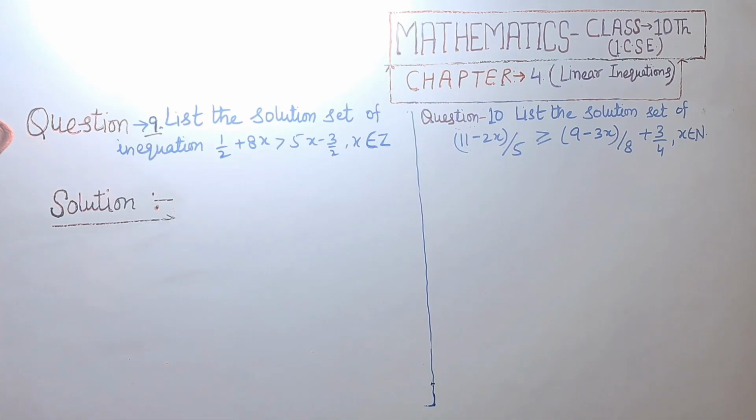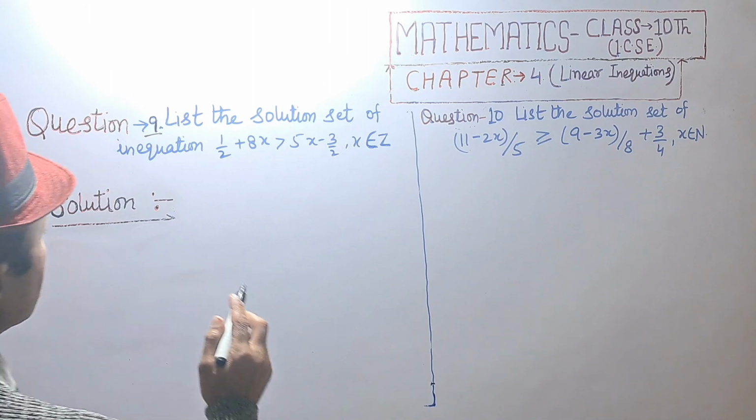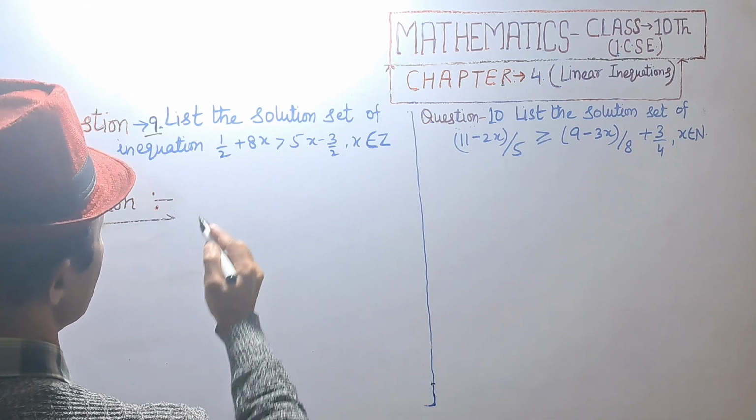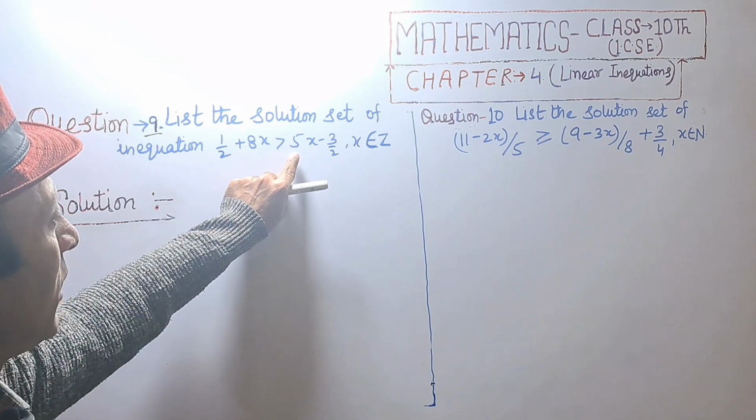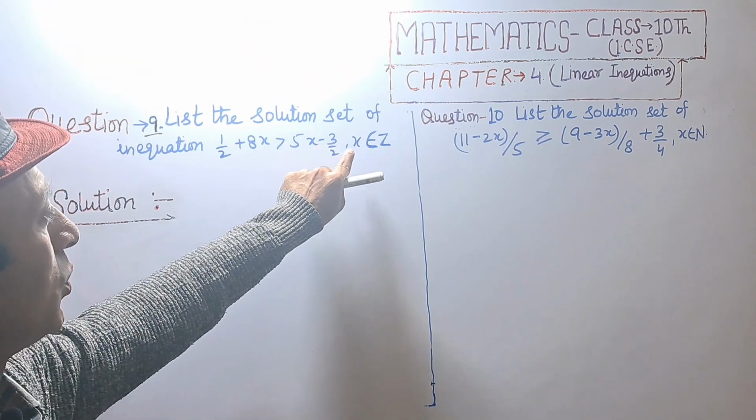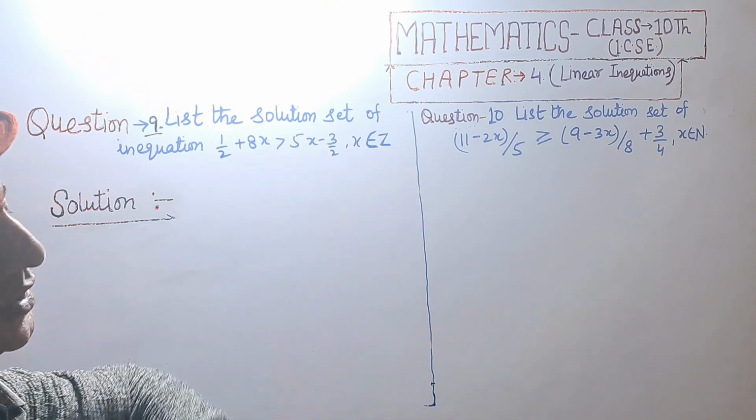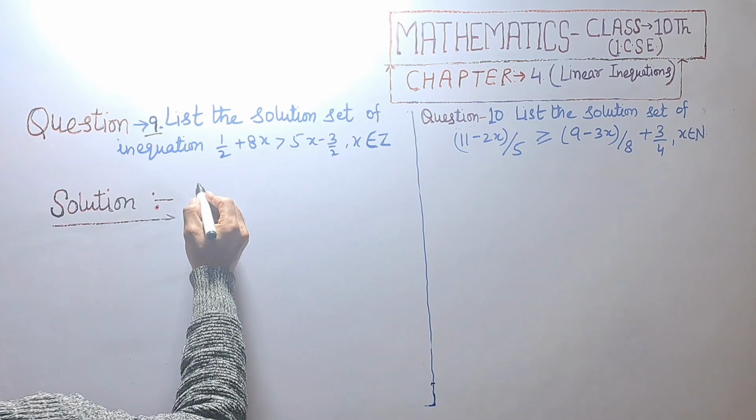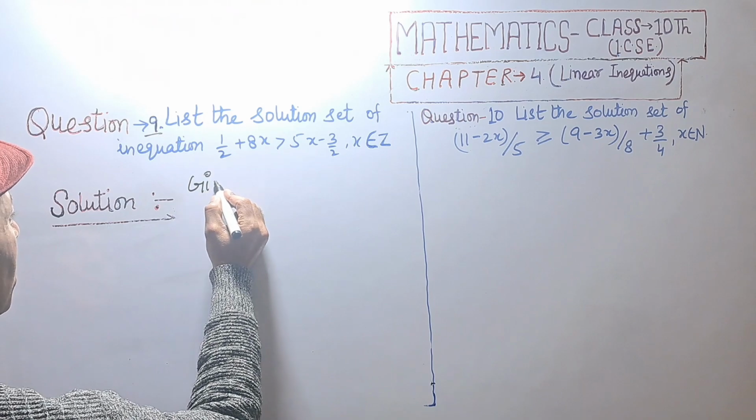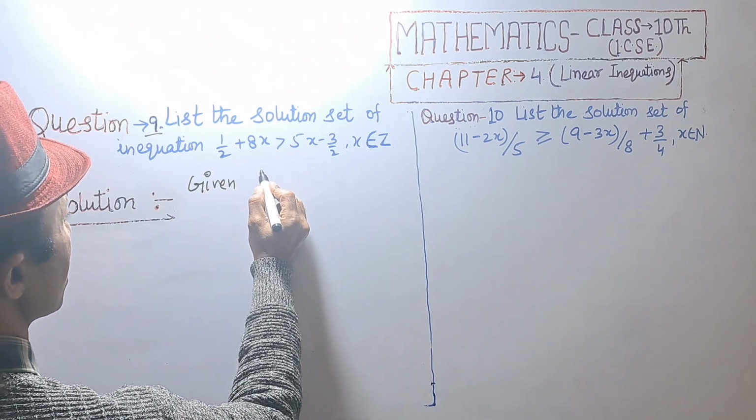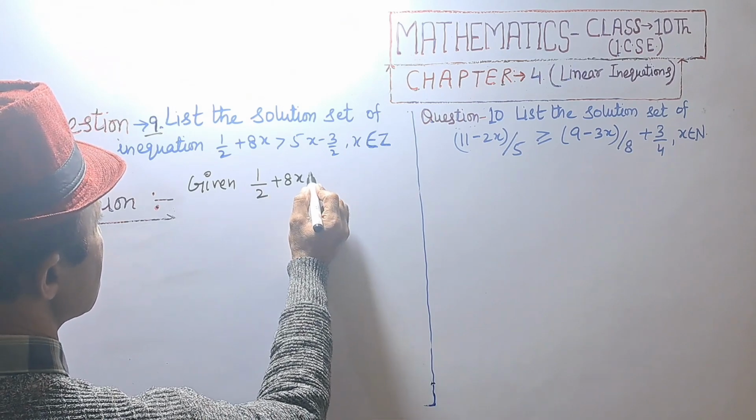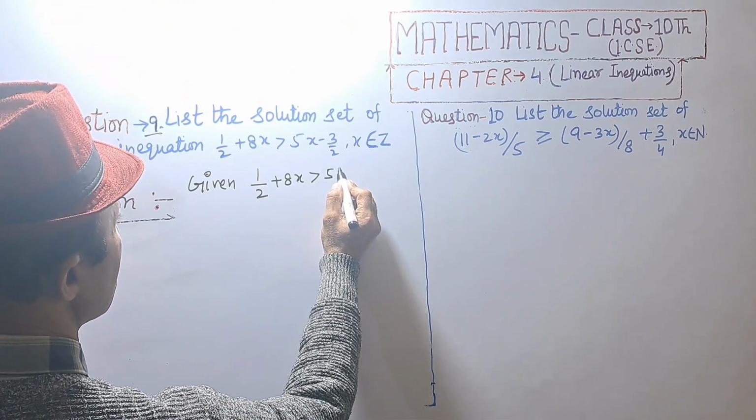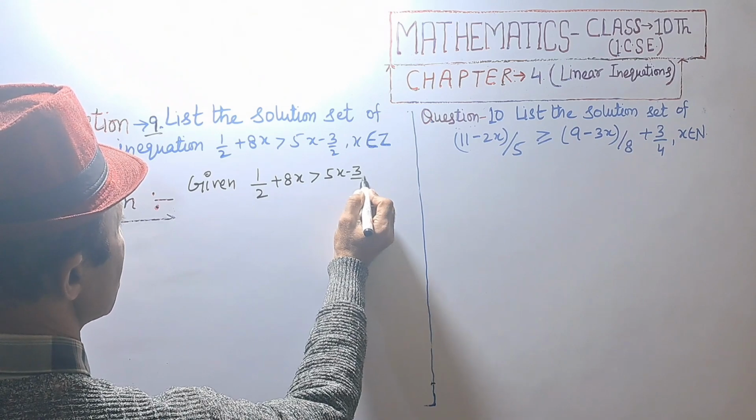Question number 9. List the solution set of the inequation 1/2 + 8x > 5x − 3/2, where x belongs to integers. Given: 1/2 + 8x is greater than 5x − 3/2.